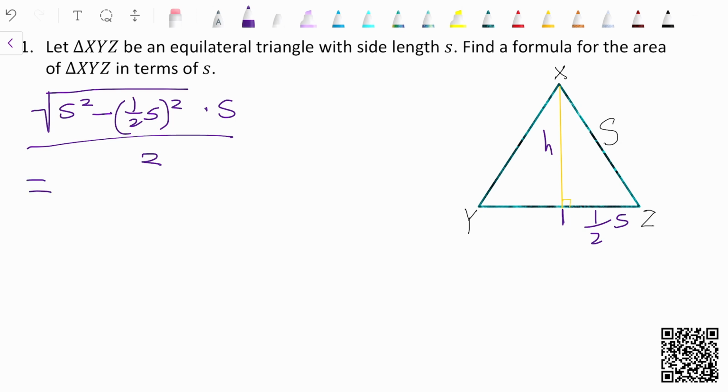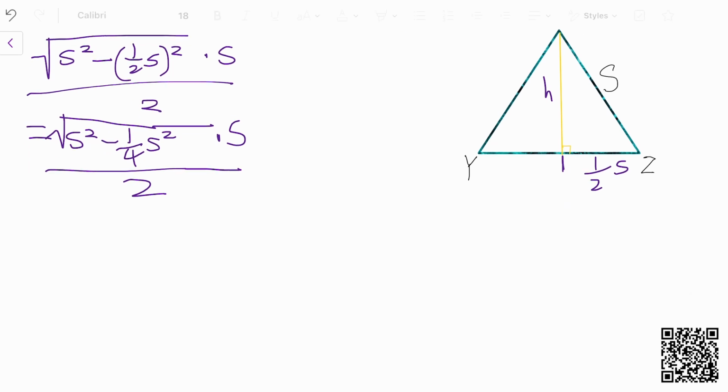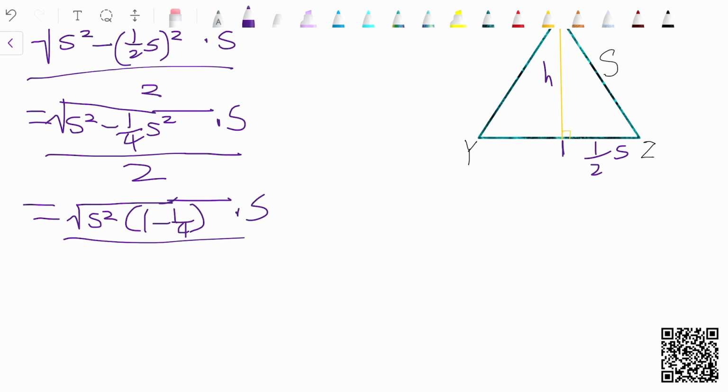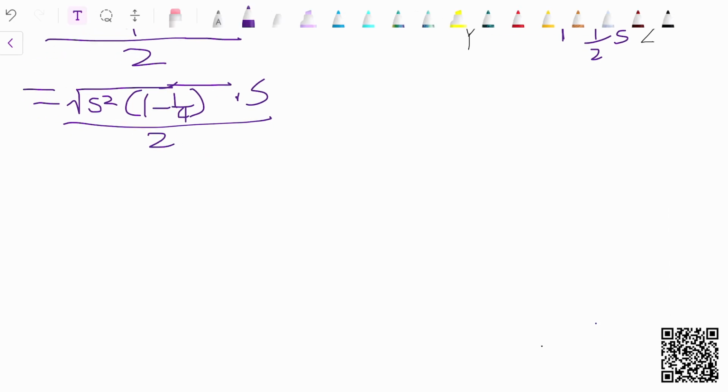So we can first distribute this square, basically, and we're going to get something that looks like the square root of s squared minus 1/4 of s squared, multiplied by s divided by 2. And so now that we have this far, we can start pulling out the s squared so we can tug it outside of the square root. So if we pull out the s squared, we get 1 minus 1/4, multiplied by s divided by 2. And now that we have a square underneath this root, we can pull it out, and we now have s, so the square root of 3/4 multiplied by s divided by 2.